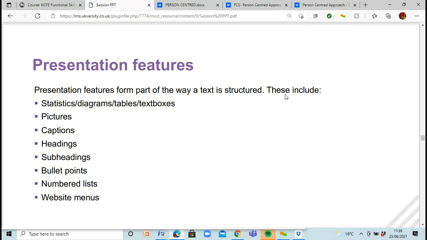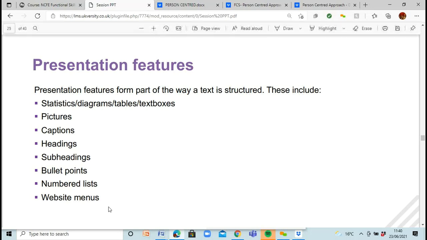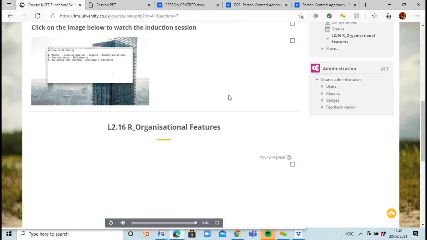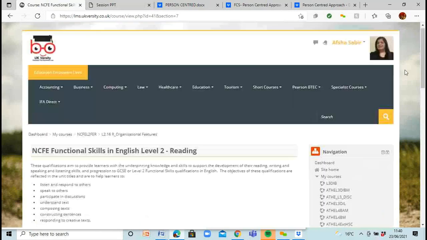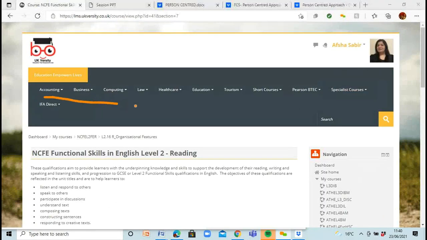You might have headings, which are nice and big and bold, and then you might have a smaller subheading, which still stands out, still a bit bigger than the normal text, but you know that this is what we're talking about now. Bullet points to feature information, numbered lists, so that could be things like recipes and so on, or step-by-step guides. And then you can have website menus where you might have a drop-down. Even on our Moodle here, we've got a website menu. So it's this here, the drop-down that we look at. So that's what we mean when we talk about those.